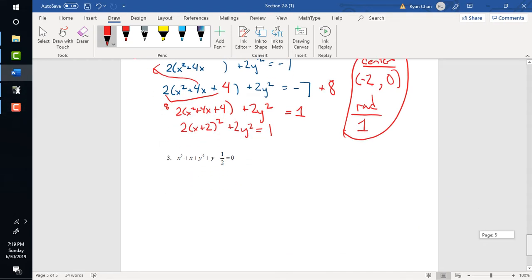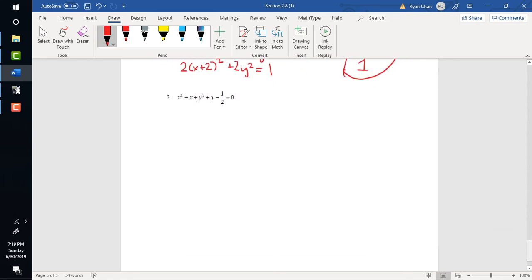Okay, so let's do the very last one here. So same thing, I'm going to move the number over. I have 1/2. And I'm going to group my x's together and then group my y's together. Okay, so let's talk about this right here. What do I add to the very end?